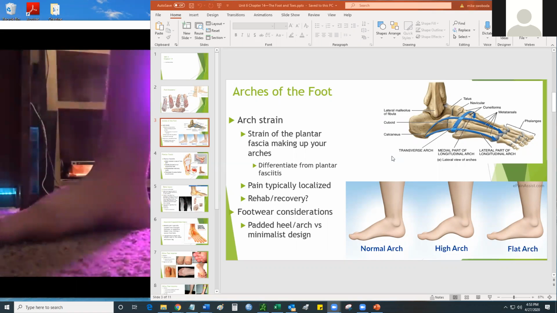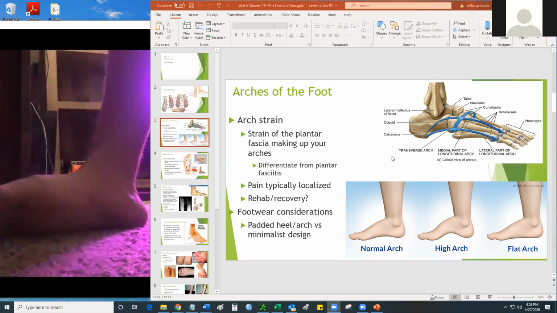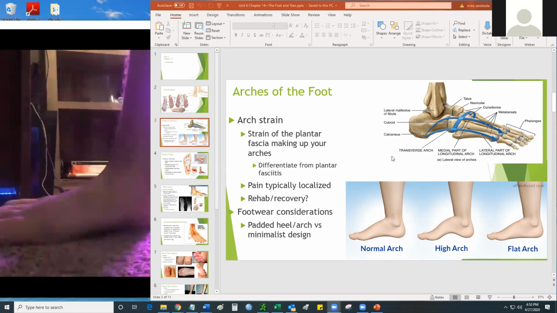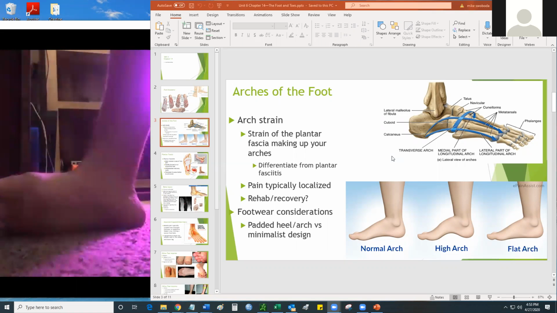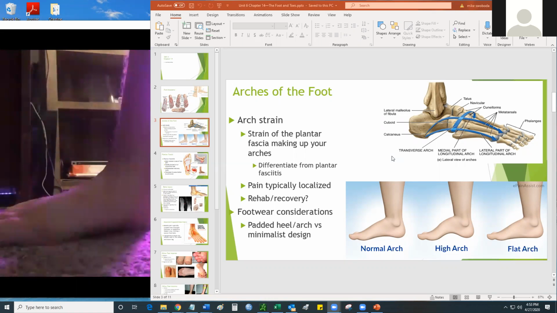So remember, with high arches, you have more of a supinated foot. With low arches, you tend to have more of a pronated foot.